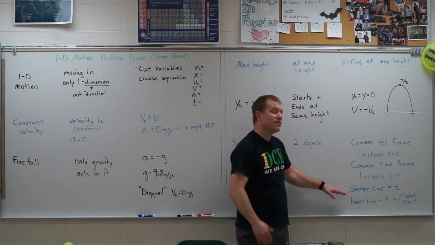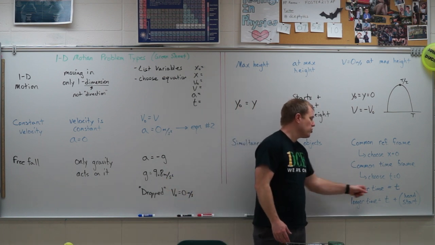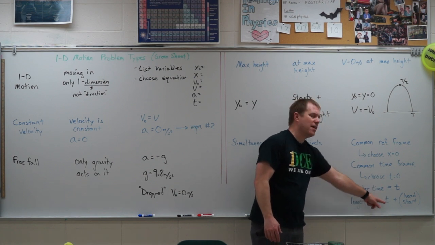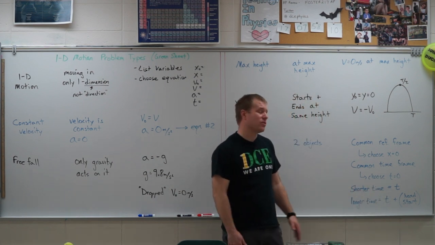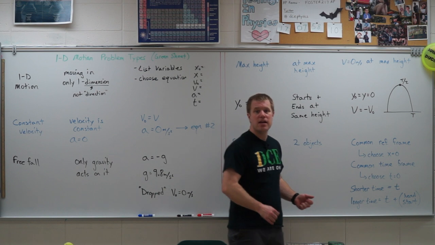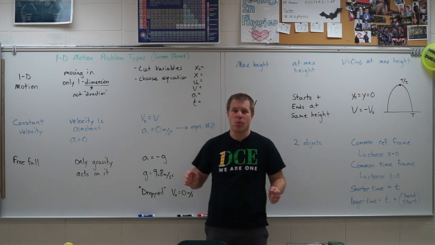So a way to do this is, if they start at different times, the shorter time is t, and the longer time is t plus that head start that the one that's been going for a longer time had. That is your problem types for 1D motion.